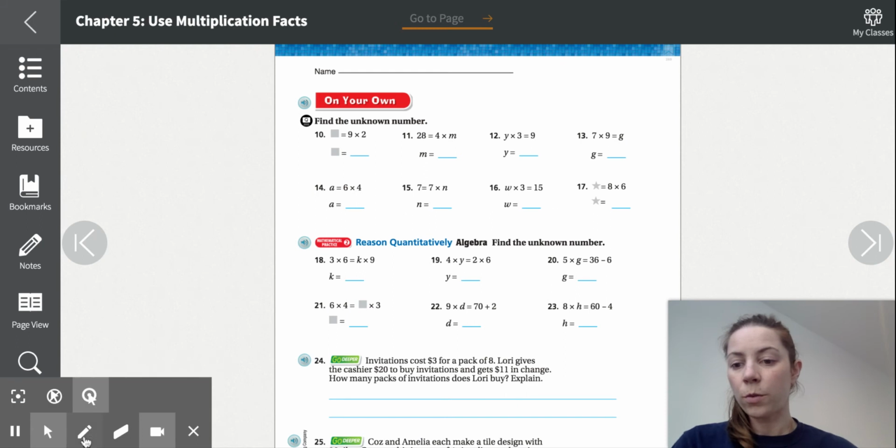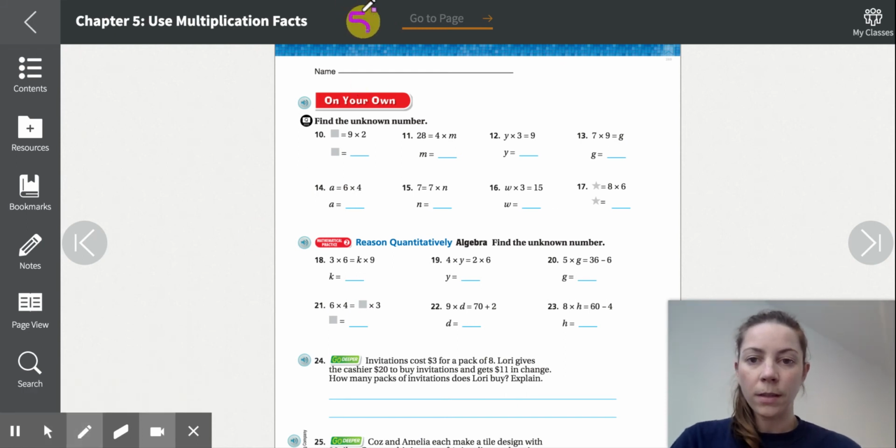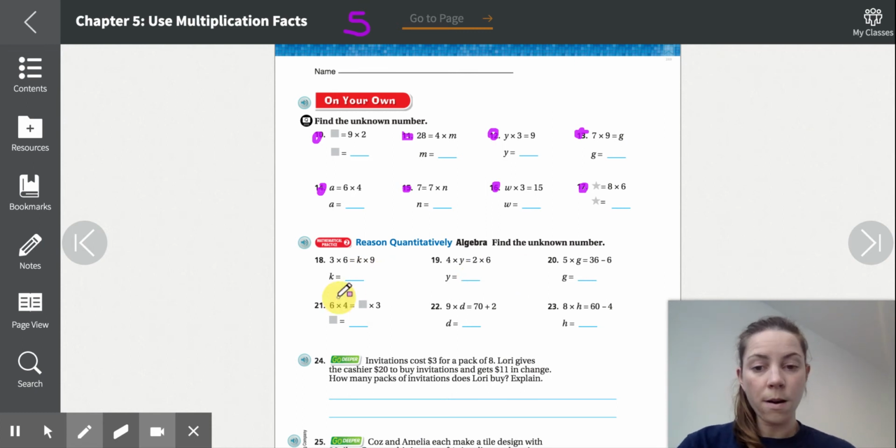I'm going to tell you which problems each group should do here. Okay, my Second Cities, I want you guys to do this whole row from 10 all the way to 17. And then I want you to do some of these ones. We've done these before. Let's do number 19 and 20.